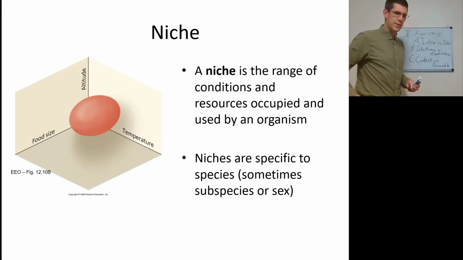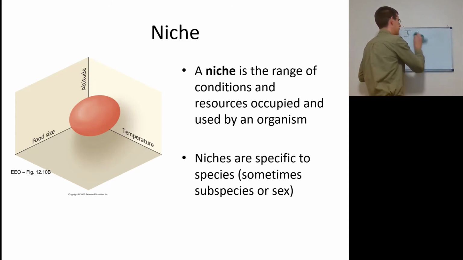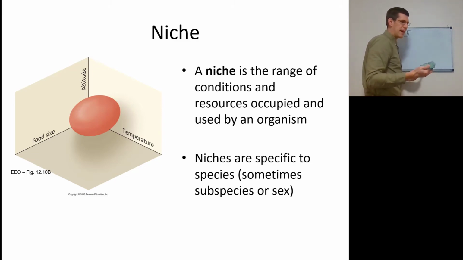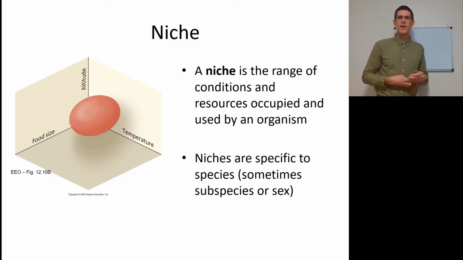All right. So I wanted to review the niche briefly. It's been a little while since we covered niches. Well, I'm assuming you didn't just go back and watch the niche video. But let's briefly go through the niche, and then we'll get to some effects. The niche is a range of conditions and resources occupied and used by an organism. It might be that these organisms prefer a certain food size, they live at a certain altitude, they live at a certain temperature, there's a certain amount of water they need. So all of this is going to result in this multi-dimensional space filled by an organism.